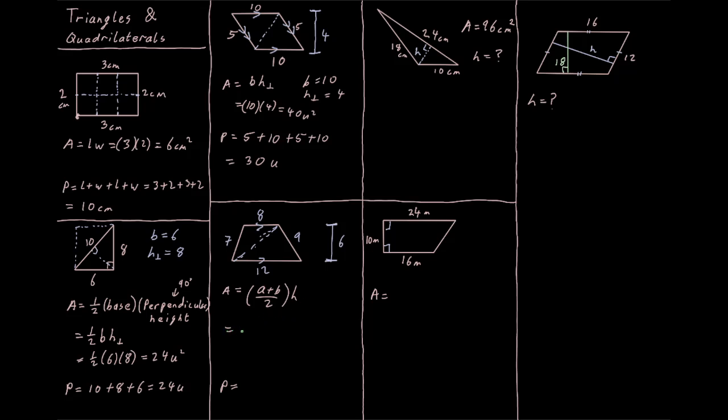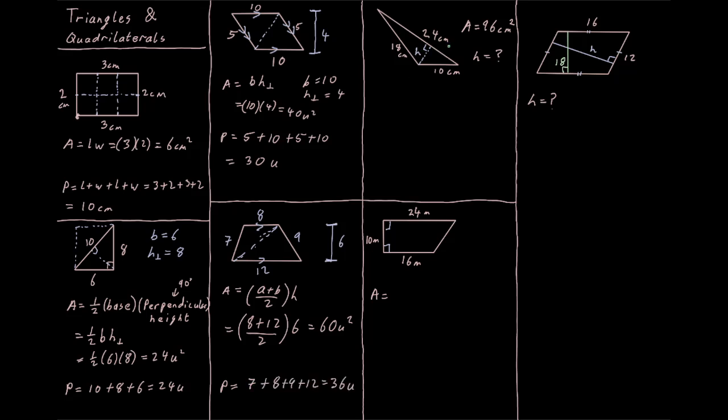So we'd just be able to sub in there. 8 is one of our bases. 12 is the other of the parallel sides. And again, this triangle and this triangle, we know the base here because we know the perpendicular height away from that base. We get those two. And then the perpendicular height that is shared by both of them is 6. When we simplify that, we get 60 units squared. And the perimeter is just adding up all of our side lengths.